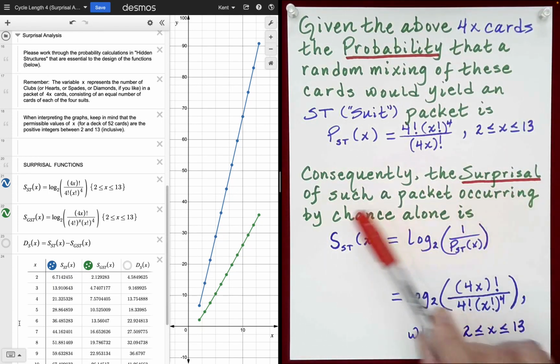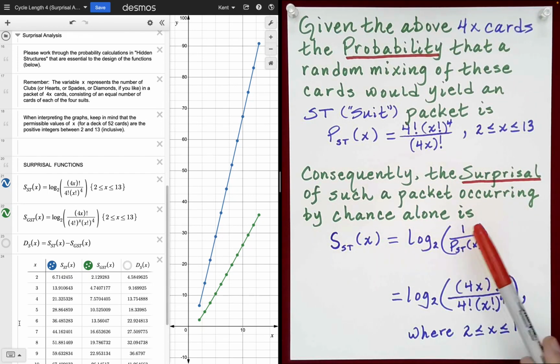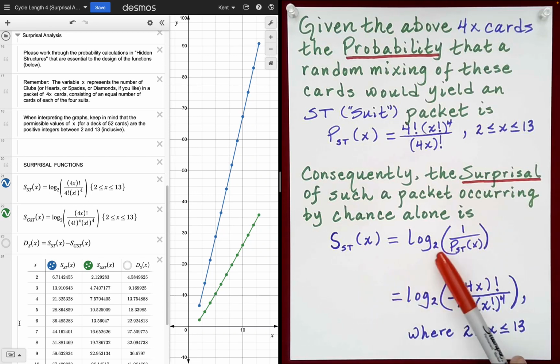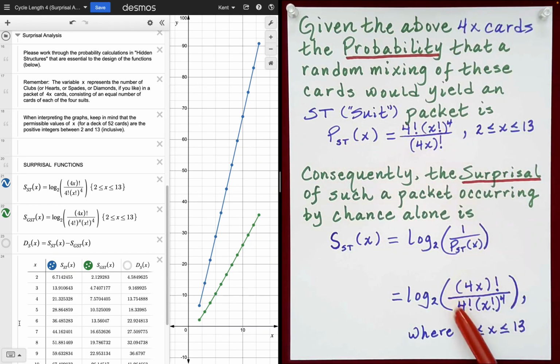Consequently, the surprisal of such a packet occurring by chance alone is equal to log base 2 of 1 divided by the probability of obtaining such a packet, which is equal to log base 2 of this quantity here. And as you can see, the 1 divided by the probability, where the probability is listed here, has just flipped the fraction. And that's what you'll find on the left-hand side of the screen here, the first function. I'll go ahead and just highlight the blue here. We'll focus on that one.